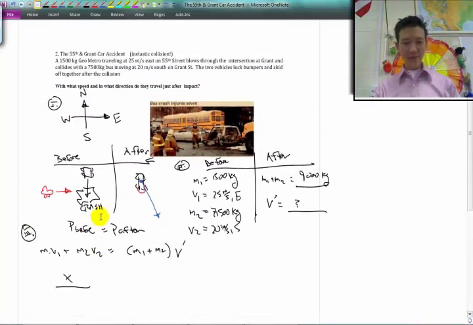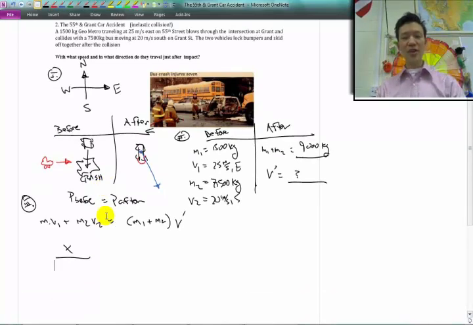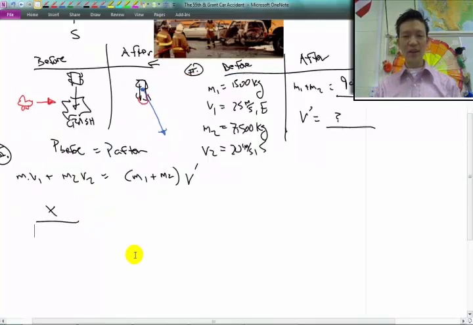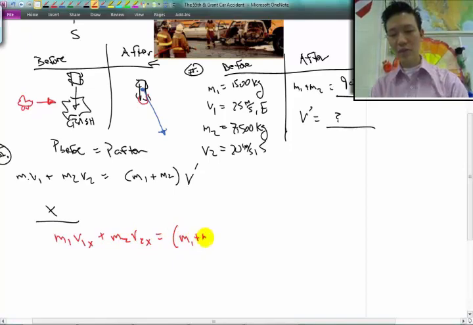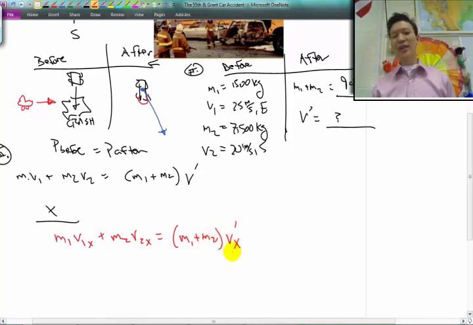In the X direction, which car has momentum in the X direction? Can you tell? Only the little what? The Geo Metro. So the way I could write this, I'm going to write it kind of long and convoluted, just so you can see if it was a complicated problem. It would be M1 V1X plus M2 V2X is equal to M1 plus M2 times V prime in the X direction. Oh, so complicated. But the bus, is it going east-west? It's not, right? It's just going north-south, so that just drops out because V2X is 0.